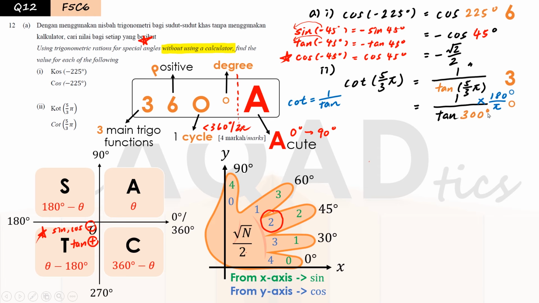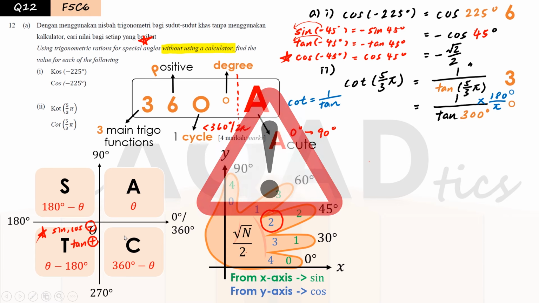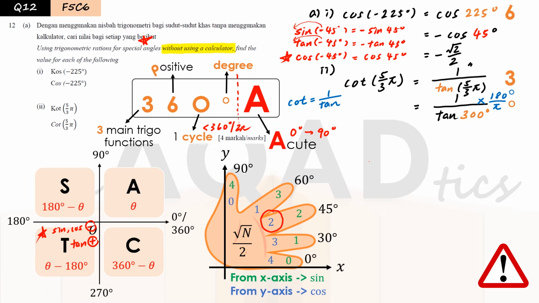For the 300 degrees here, we are going to change it to the acute degree by using the ASTC graph here. So we need to do 2 things again. First thing first, we need to see for this 300 degrees which quadrant it belongs to. For this one, 300 should be at quadrant 4 or the section C. Section C here.